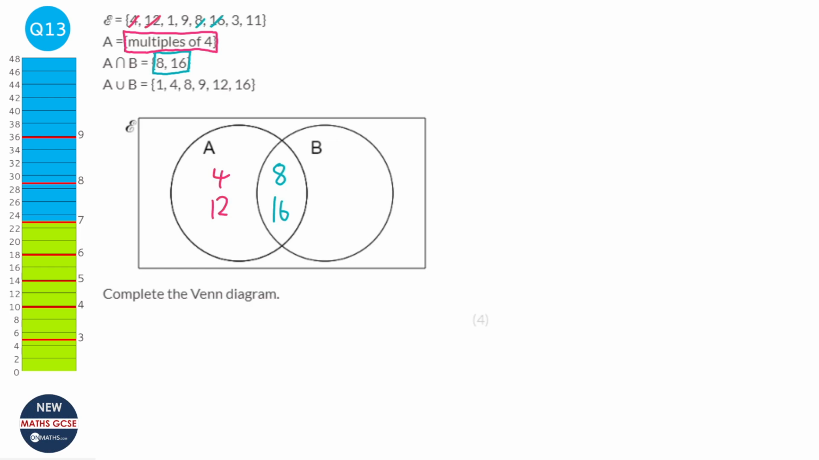So the next ones I'm going to focus on is the a or b. So a or b is in a, in b, or in the middle. So if we cross out the ones we've already used, so we've already used the 8 and 16 and the 4 and the 12, that leaves the 1 and the 9. We'll cross that out of our other list. And there's only 2 left in our everything list at the top. We've got the 3 and we've got the 11. So on the outside we have 3 and we have 11.